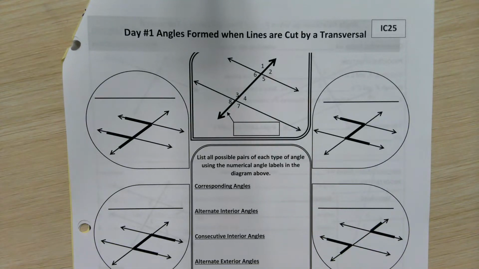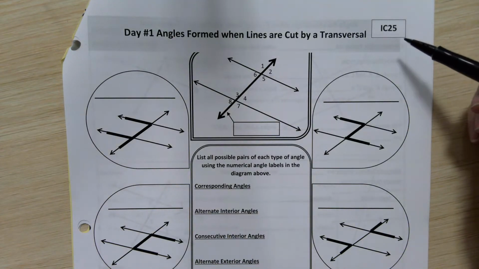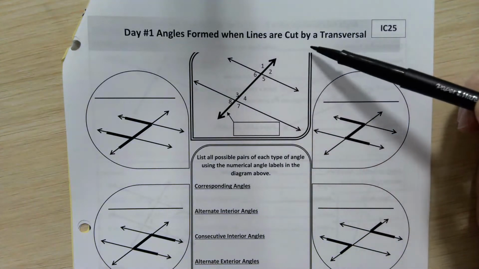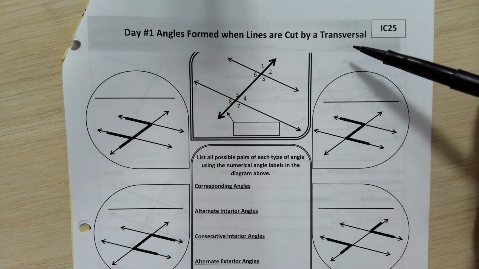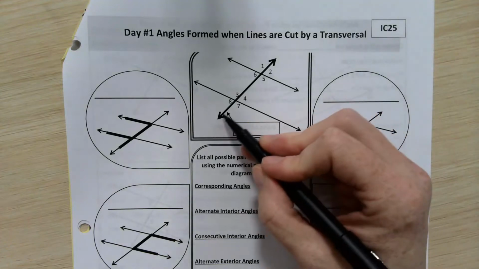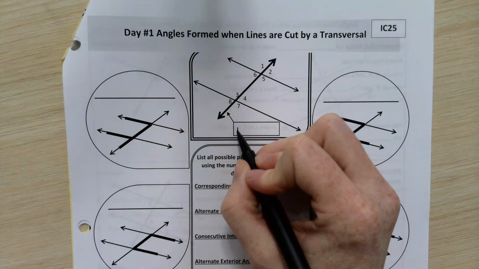For today's vocabulary video, you will need in class 25, which is part of standard number 6. This is actually our first day learning about angles that are formed when lines are cut by a transversal. So we're going to start by figuring out what a transversal is. That's actually the dark, bold line in this top picture.